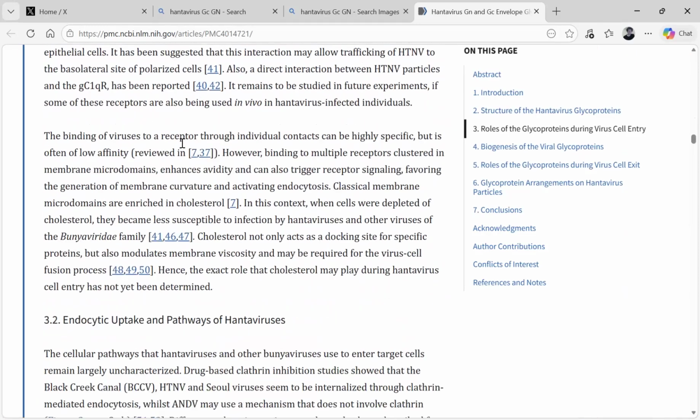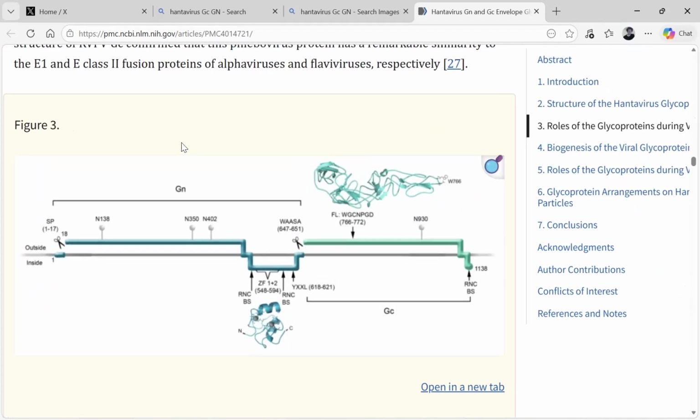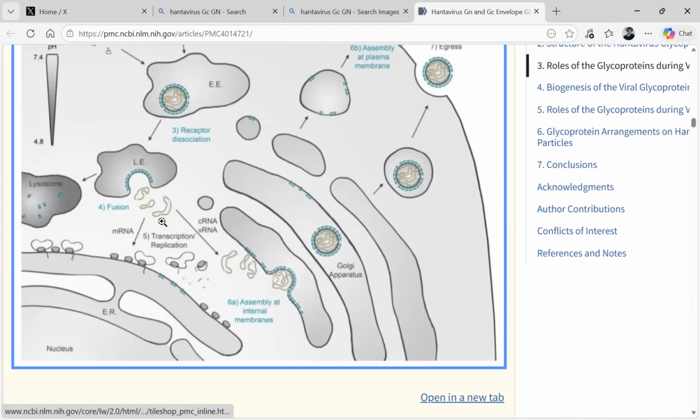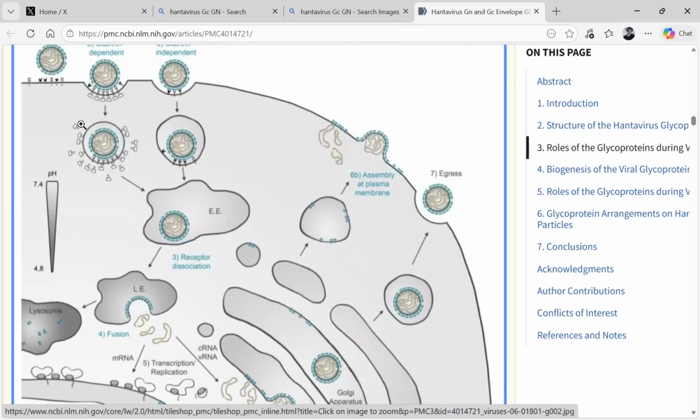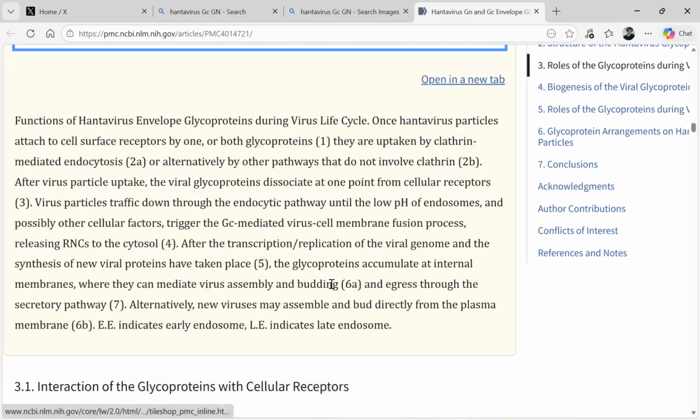All right. That's a brief overview of the cell cycle. Now, we're going to go into the details of the actual protein that's created. Again, here we have the proteins being created for the GC and the GN proteins that are on the actual surface of the hantavirus. So we're going to actually look at these glycoproteins and how they are created.